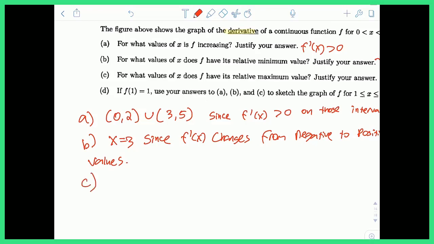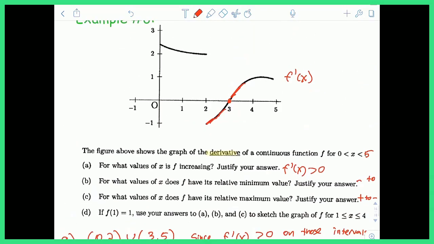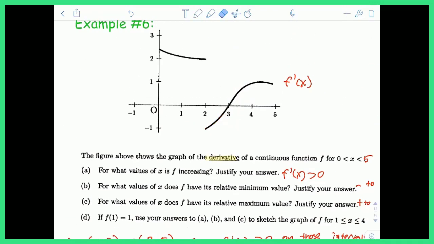All right. C. For what values of x does f have its relative maximum value? So now I'm just really looking for a positive to negative change, right? A relative max is when you go from a positive to a negative change. So looking at my graph, I think that's going to occur at x equals 2, because I'm going from a positive derivative down to a negative derivative. So I know I have some type of relative maximum at x equals 2.